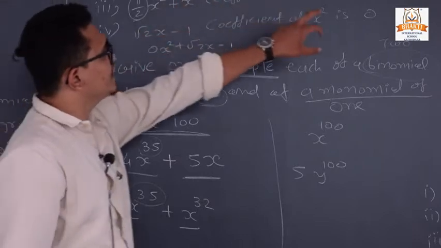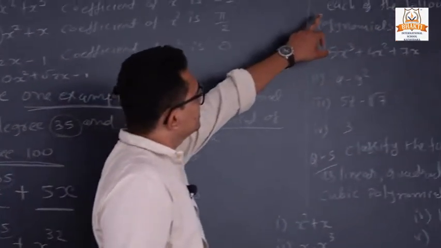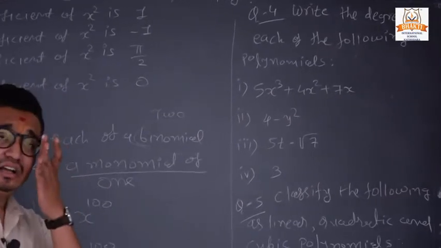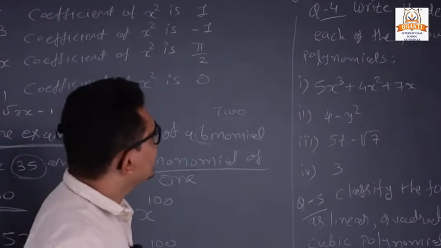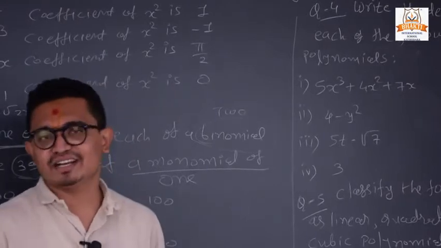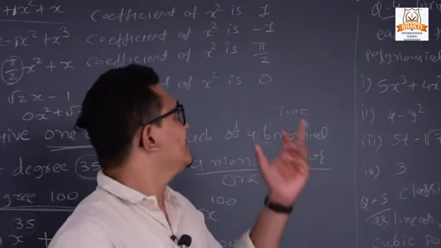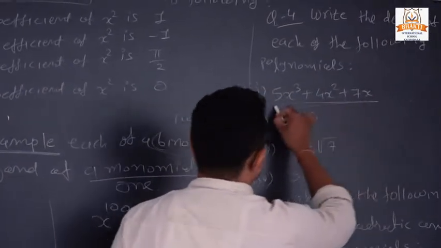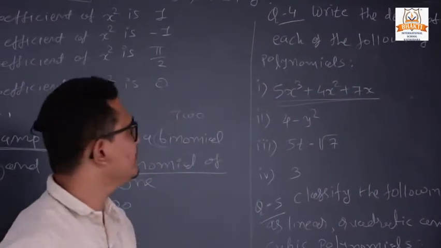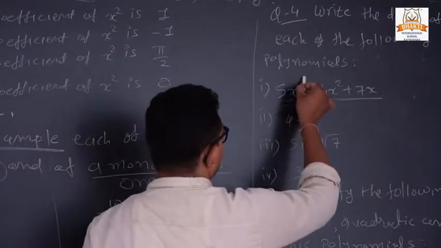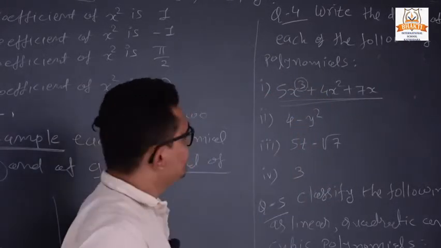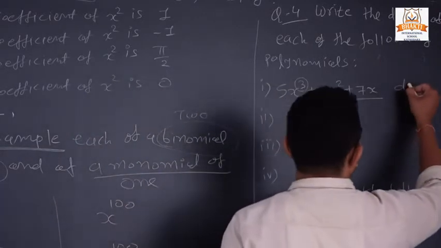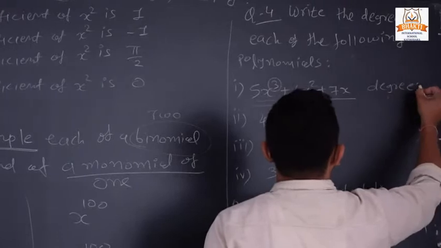Now we are going to our next question. Write the degree of each of the following polynomials. We already discussed that the maximum power of any algebraic expression is called its degree. So see our question number 1. In question number 1, the maximum power of that polynomial is 3. So the degree of that polynomial is 3.